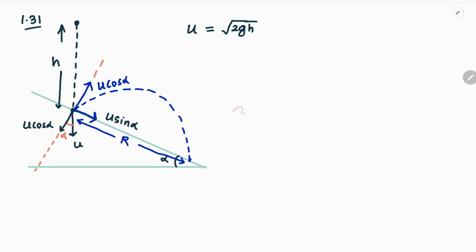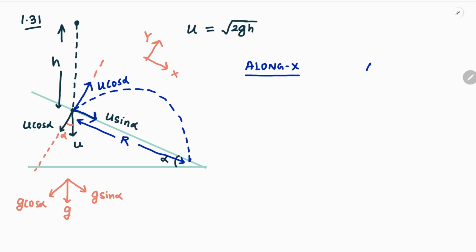If we talk in terms of acceleration due to gravity, it is g in the downward direction, and we have two other components, g cos alpha in this direction and g sin alpha in this direction. So let us select a coordinate system. This one is the x-axis and this one is the y-axis, and now let us start approaching the problem by saying that we will have a component along the x-axis. So this one is along the x-axis and the other one is along the y-axis.